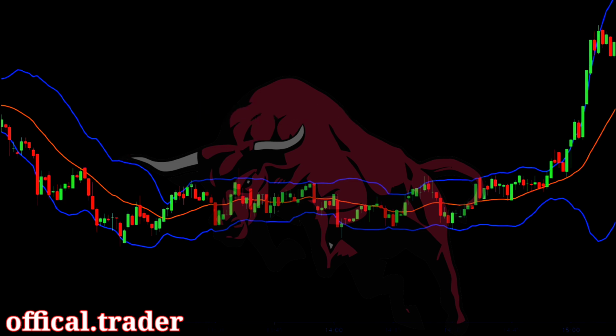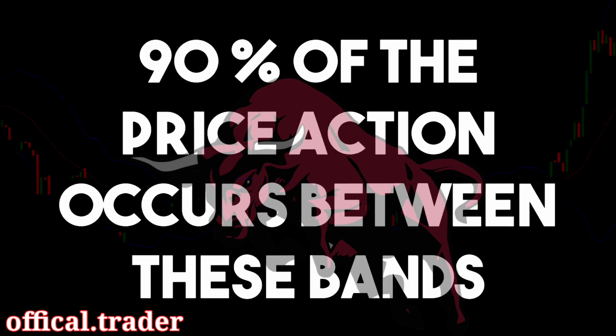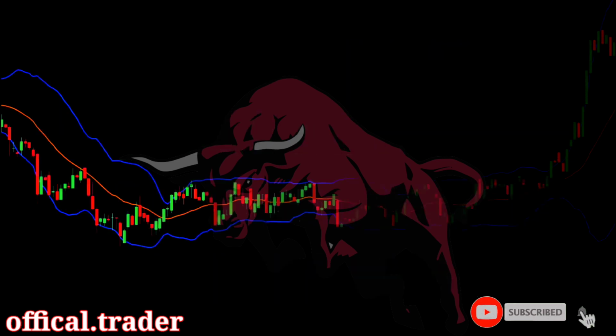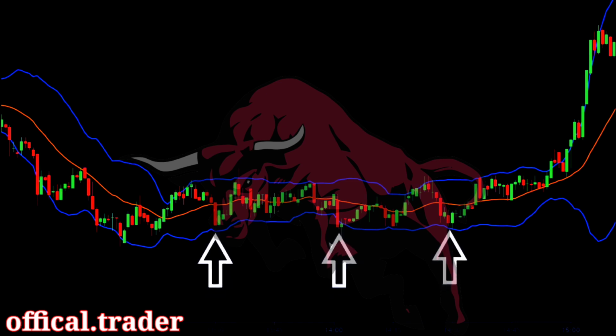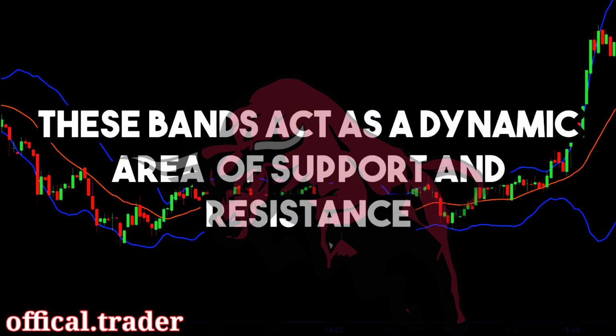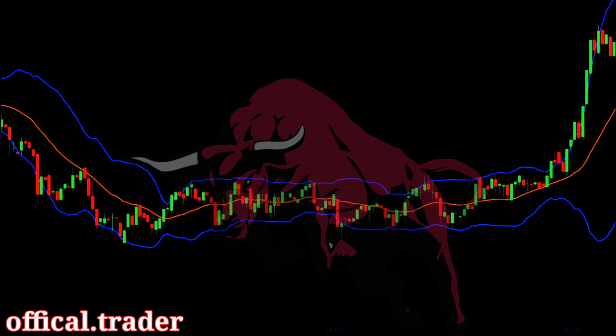The basic logic behind Bollinger Bands is that 90% of the price action occurs within the upper and lower bands. So we can expect the price to stay within the range for 90% of the time. Therefore, under normal circumstances, we see that the price finds support at the lower band and the price finds resistance at the upper band. Therefore, these bands act as a dynamic area of support and resistance.